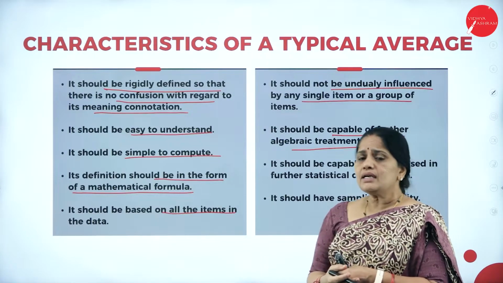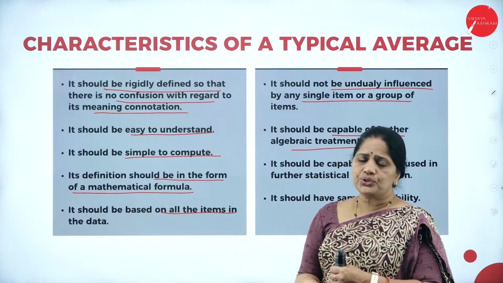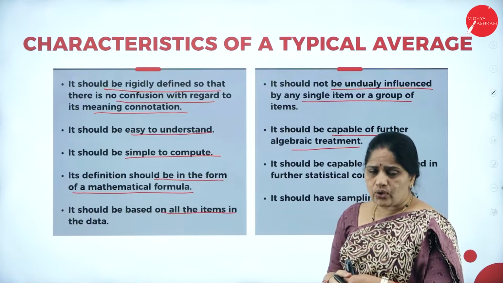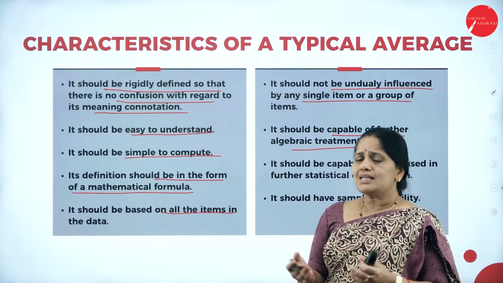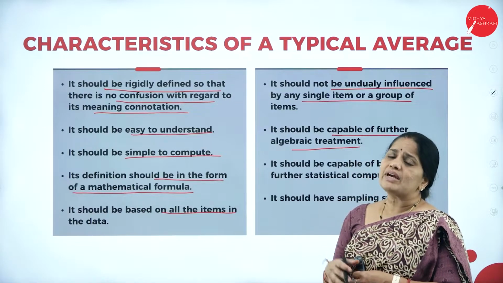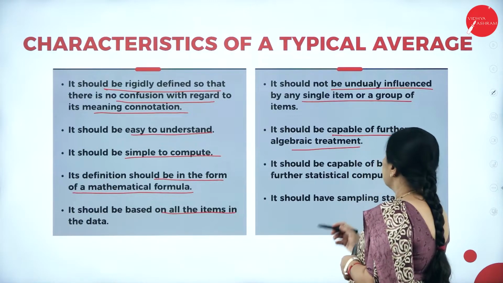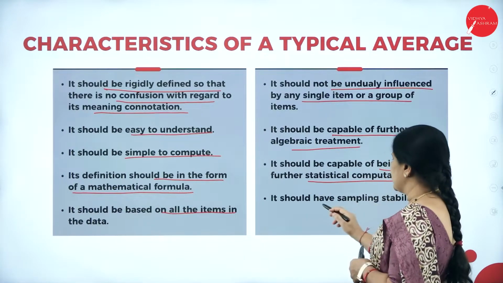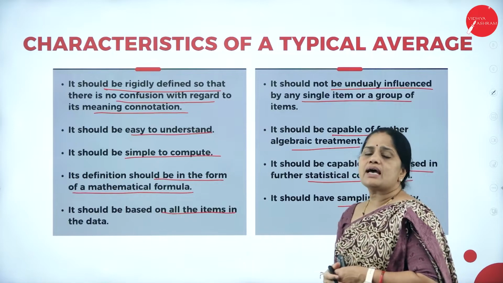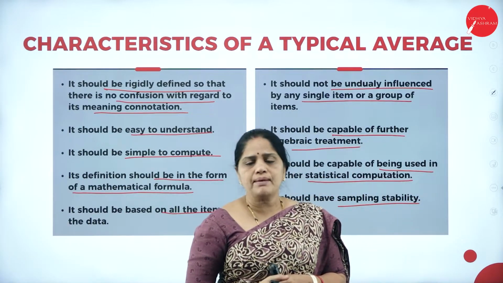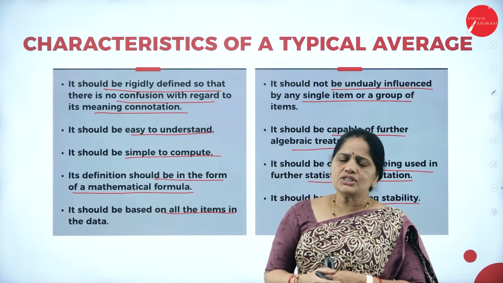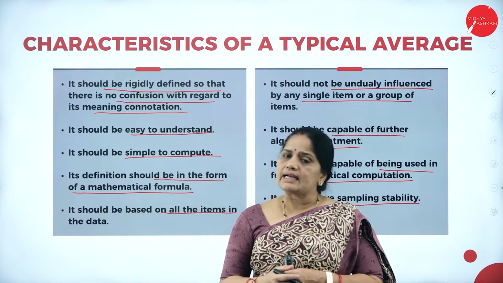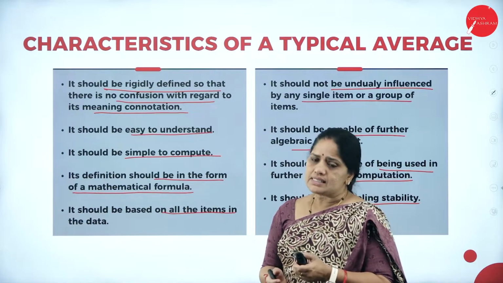So it may be the deviations, the Q1, Q2, Q3, or we can also have the standard deviation. We can also have the coefficient of variation. So all these statistical tools are possible when we calculate the average. Then it should be capable of being used in further statistical computation, and it should have sampling stability. Sampling stability means the result should be based on all the values. Only then can we say that the average has sampling stability.